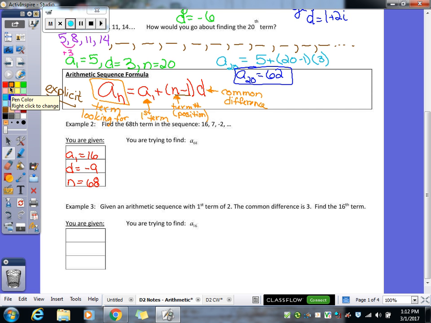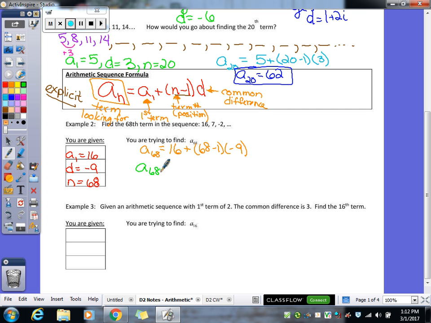So now we can plug it into our formula that we were just given. This is going to be a sub 68 equals 16 plus 68 minus 1 times negative 9. And again, make sure you put your common difference in parentheses, because when it's negative like that and you don't put parentheses, so many people just subtract 9 afterwards because you forget it's actually being multiplied. So you got to put your parentheses around that one.